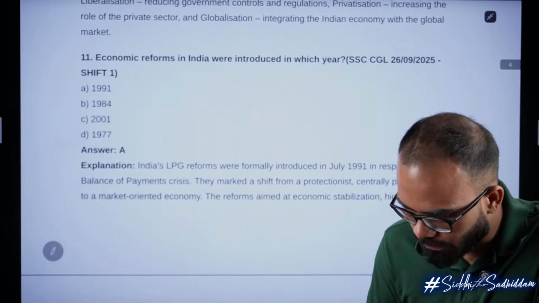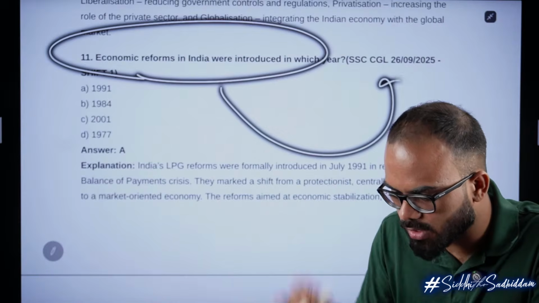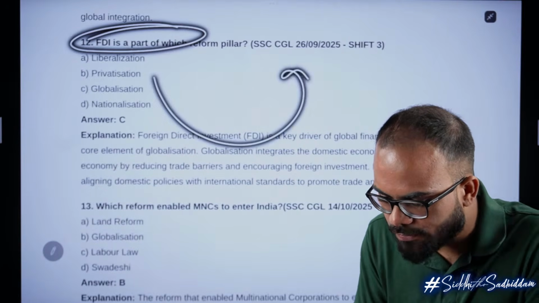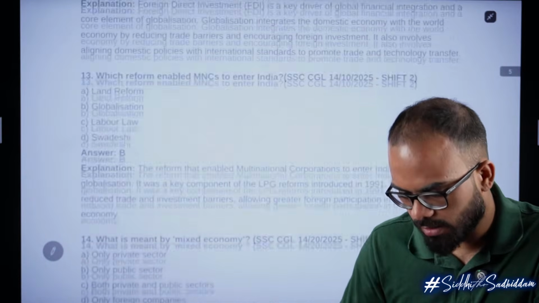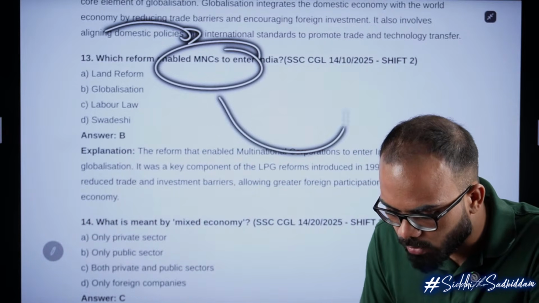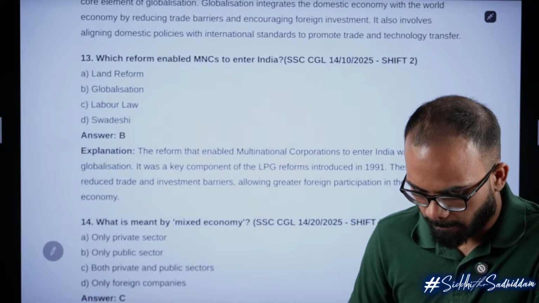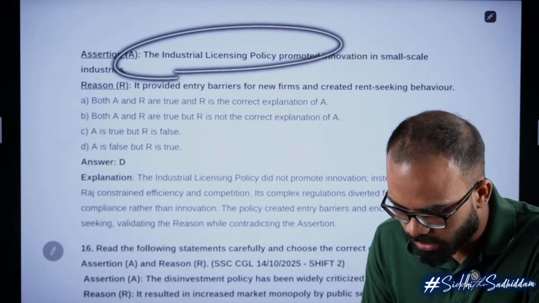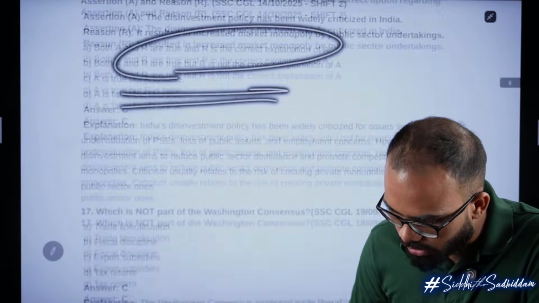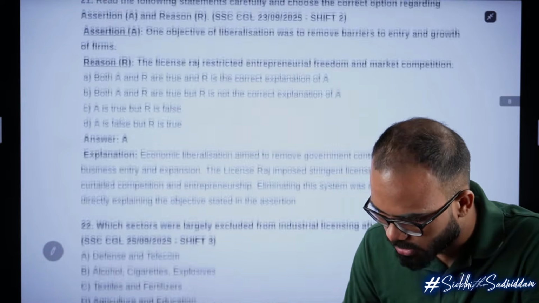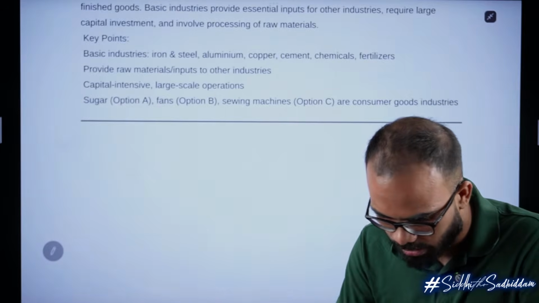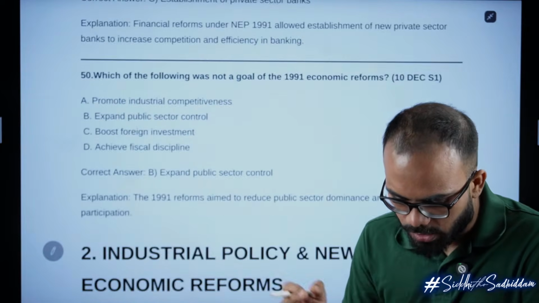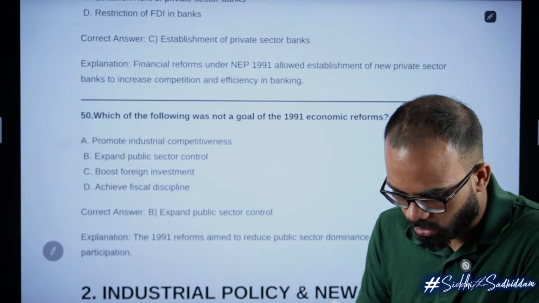CGL question paper. If I scroll up again, economic reforms were introduced in the CGL paper. FDI is a part of which reform pillar? CGL question paper. Which reform allowed MNCs to come to India? CGL question paper. Mixed economy, CGL paper. Industrial licensing policy, again a question from the CGL paper. So in this manner, there are so many questions. I'll show you the last part of the PDF. There are around 45, see, this is on the other topic. So all in all, there are around 50 plus questions from this particular topic alone.